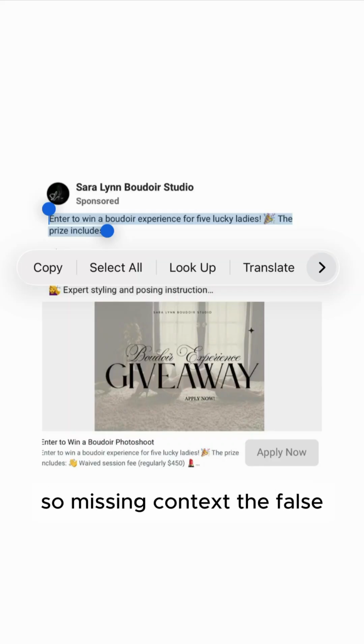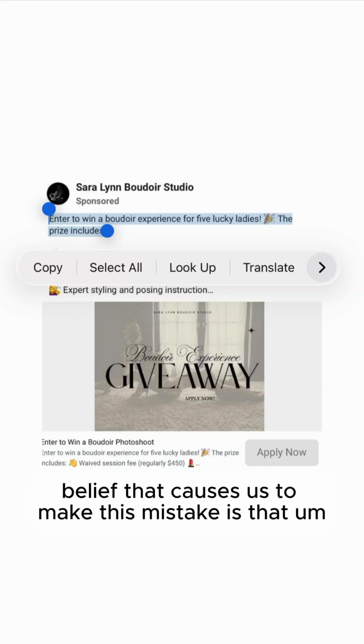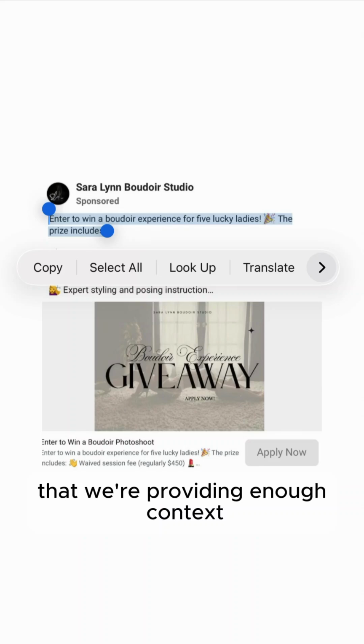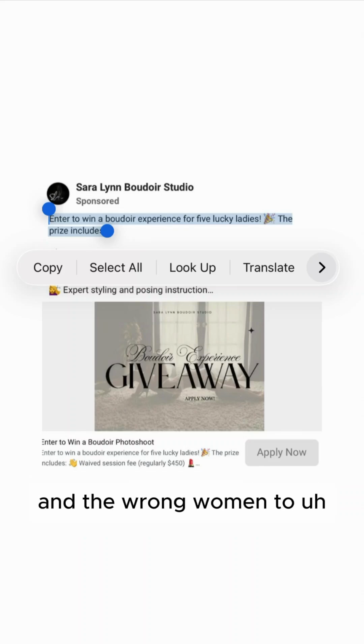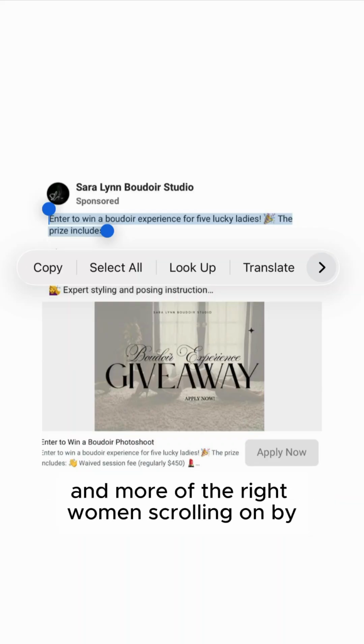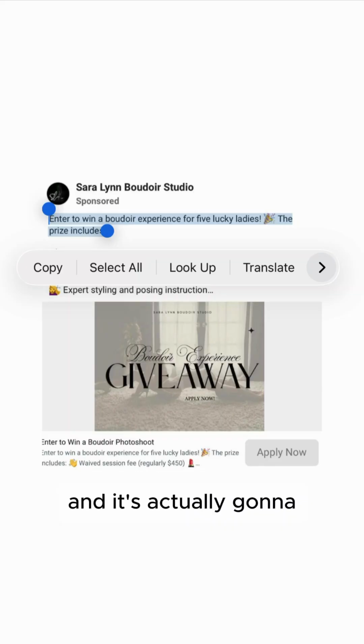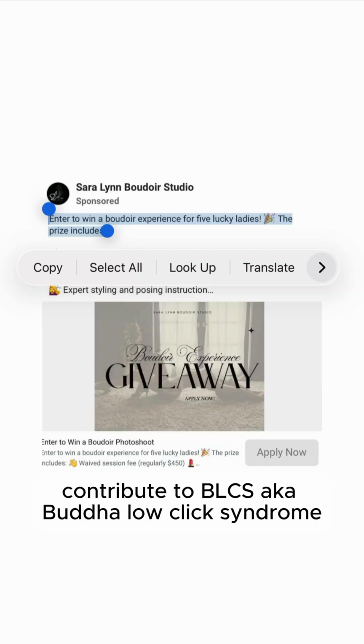So we're missing context. The false belief that caused us to make this mistake is that we actually believe we're providing enough context for the right women to click in and the wrong women to scroll on by. But actually, we're gonna get more of the wrong women scrolling on by and more of the right women scrolling on by. So it's going to pull our unique CTR under 6%, and it's actually going to contribute to BLCS, aka Boudoir low click syndrome.